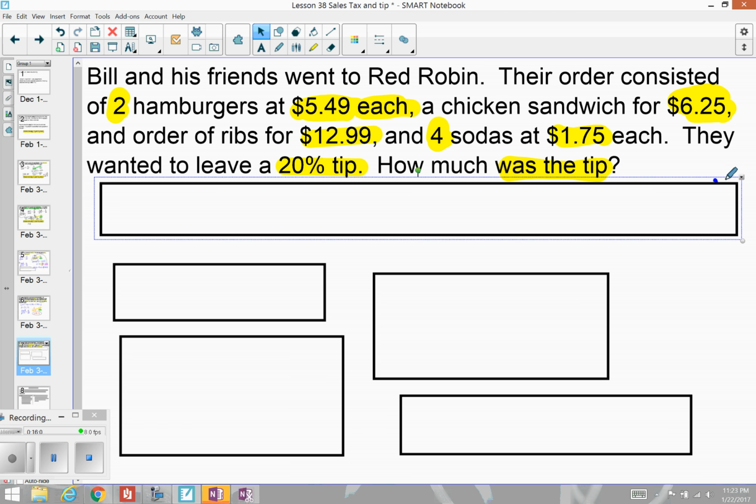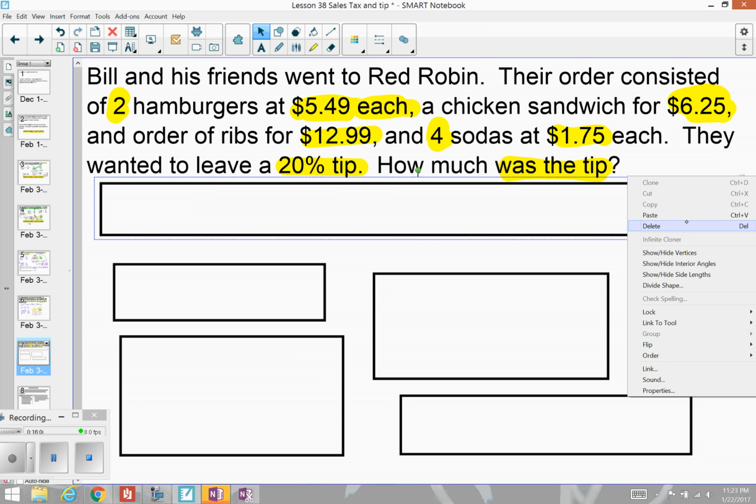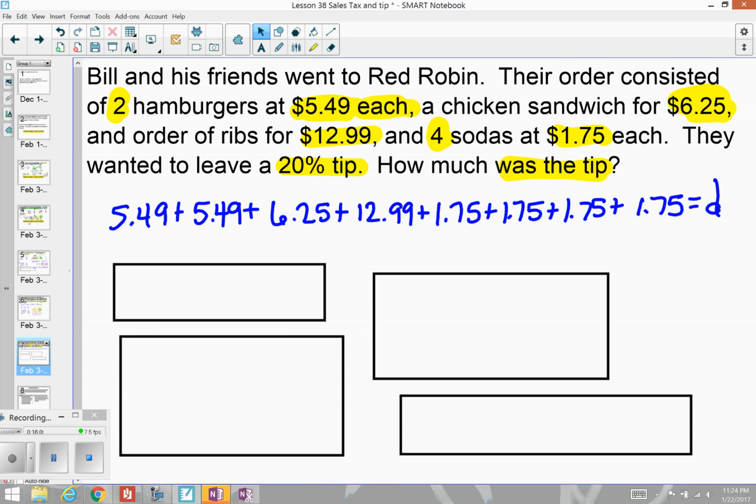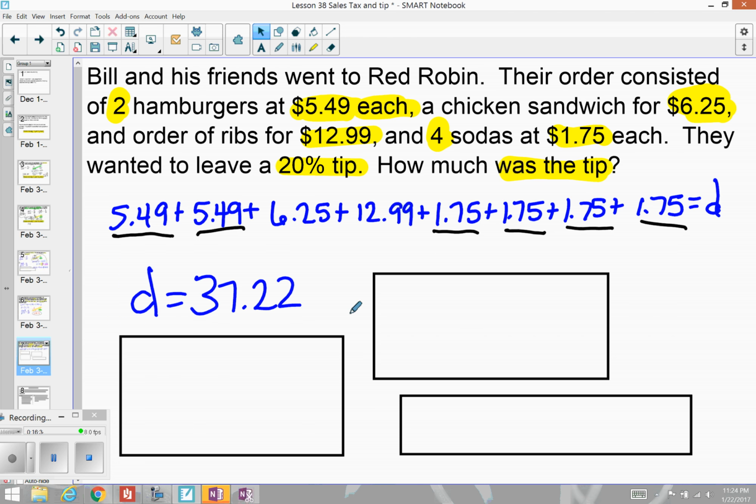If you said we need to calculate how much we're going to spend first, you are right. So here's what it should be. So here are the two meals at $5.49, $6.25, $12.99, and then it said we had 4 sodas. So there's 1, 2, 3, 4 sodas. And so what is the total price then of our meal going to be? Do it on your calculator. You should have gotten that meal cost $37.22.